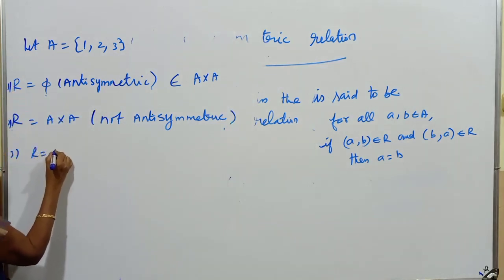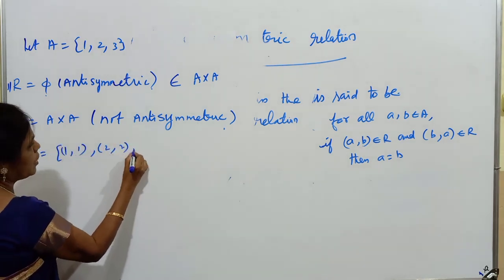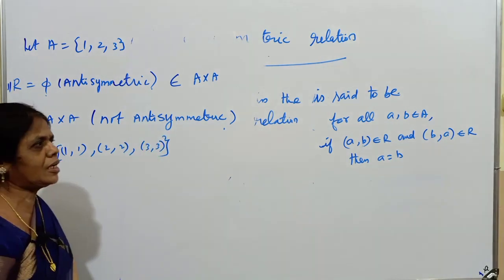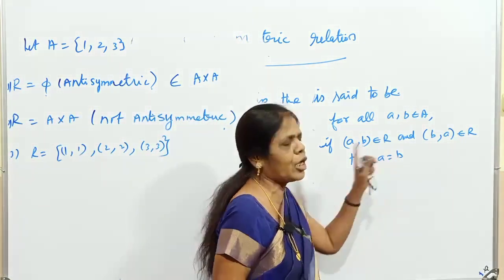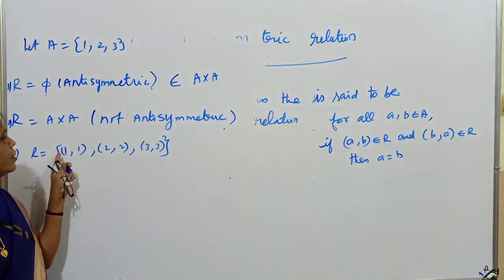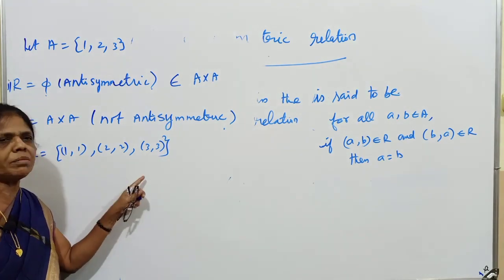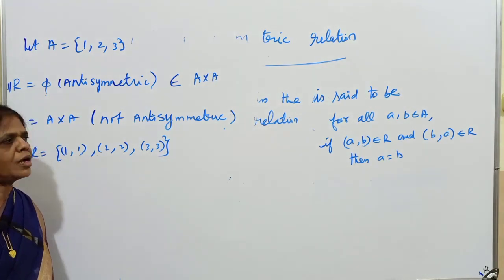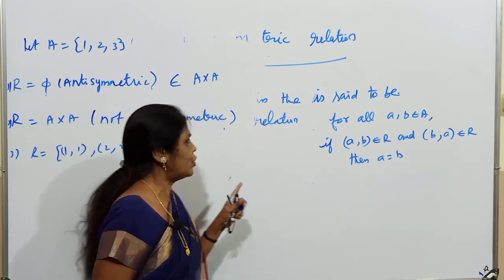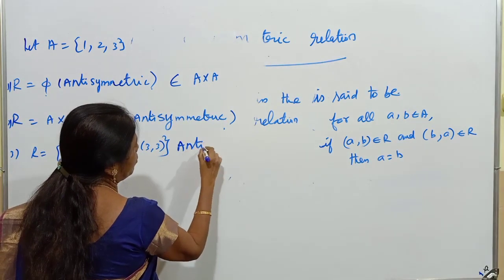Next, this is the first one, second, third. R equal to {(1, 1), (2, 2), (3, 3)}. This is also called antisymmetric because it satisfies this a equal to b. So you know that it is symmetric. See that 1 is related, if you are reversing it, 1 is symmetric to itself. 2 is symmetric to itself. 3 is symmetric to itself. Therefore, it satisfies this. So this is also called antisymmetric. Also, it is symmetric.